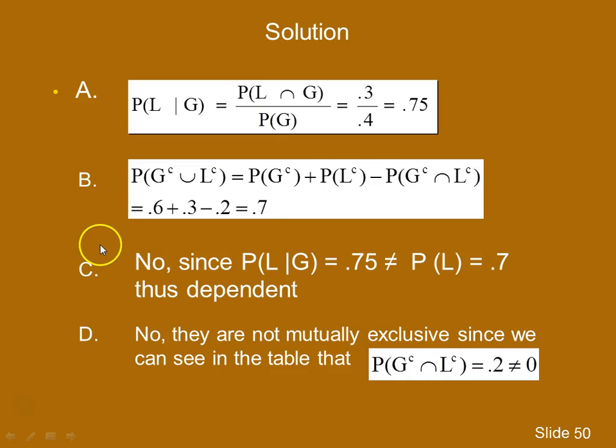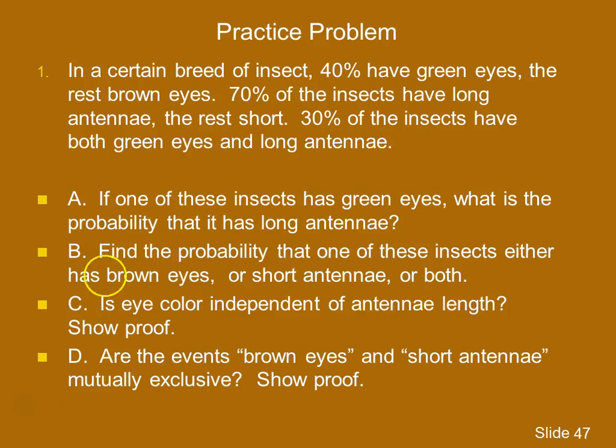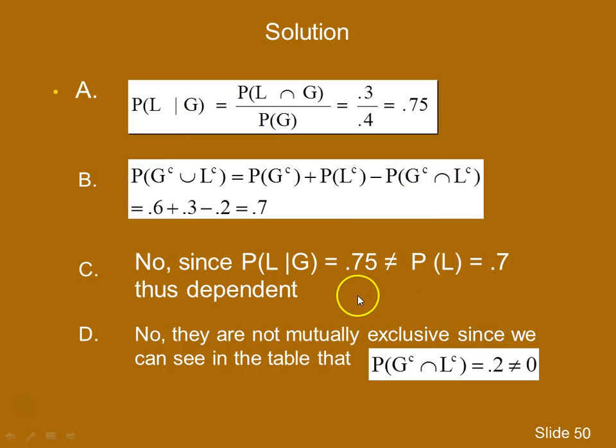Part C again, I asked you an independence question. Let's go back. Is eye color independent of antenna length? Show proof. Again, one of the easiest ways to do this, up here we calculated a conditional probability. L given G is 0.75. But if two things are independent, the conditional has to equal the unconditional. L given G would have to be the same as L. And they're not quite equal. 0.75 is not equal to 0.7. Therefore, they are not independent, or we say they are dependent.